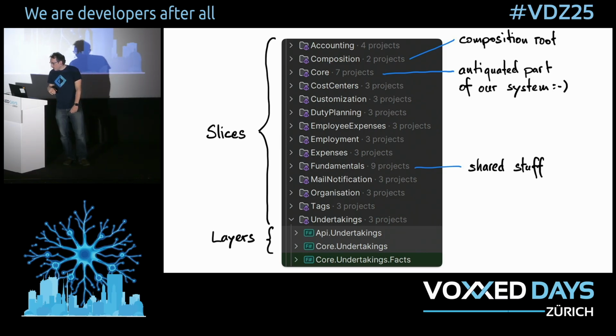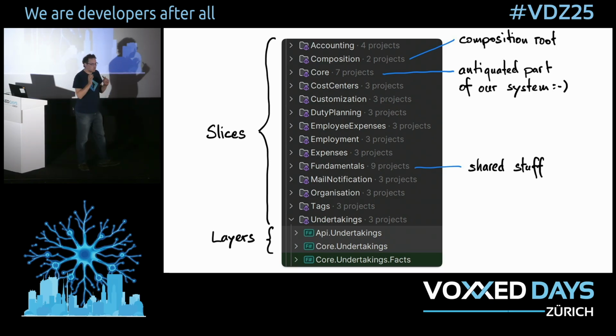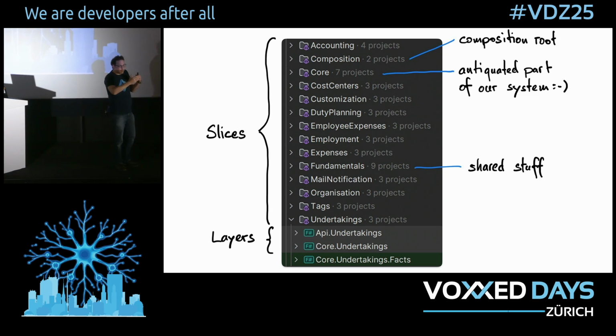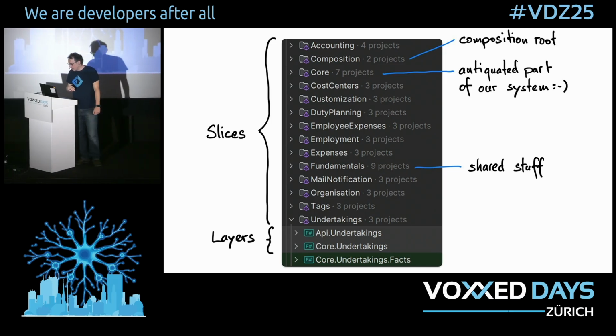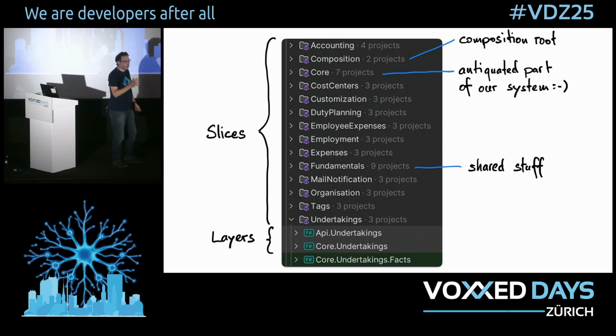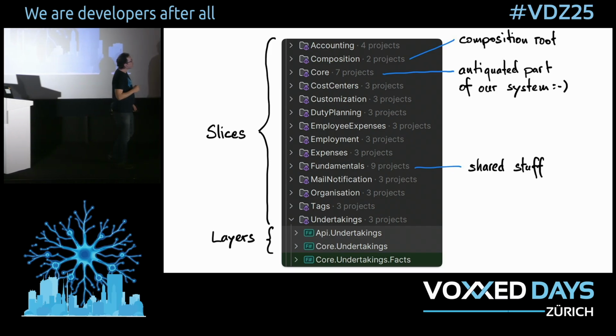And there is also some archaeology possible, because the core folder, that's just the code we wrote 10 to 8 years ago, just one project that is sliced inside the project, but not yet really up to what I explained in this presentation. And there is the fundamentals. That's just the globally shared stuff that all the subsystems can use.